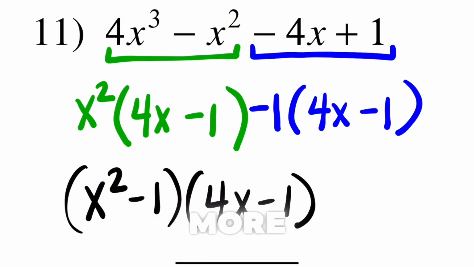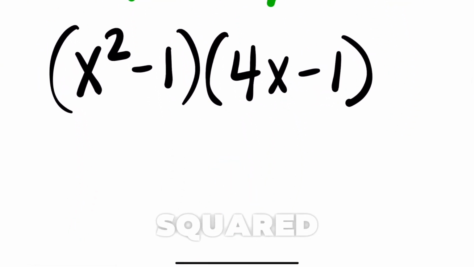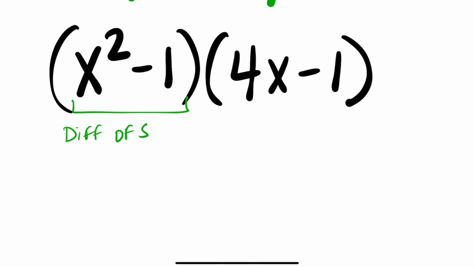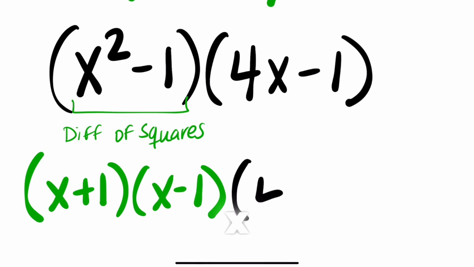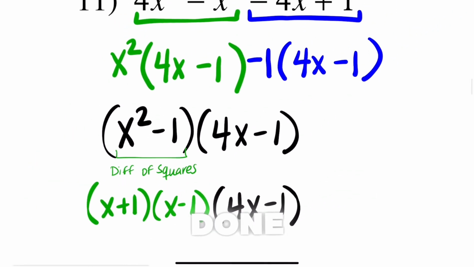Is there anything more we can do? Let's check. For x squared minus 1, this is a difference of squares. So we'll be factoring that as x plus 1, x minus 1. And then the 4x minus 1 is already fully factored. So we're done.